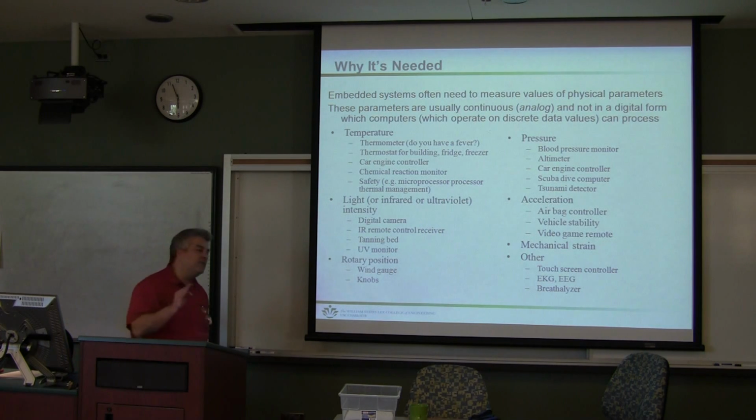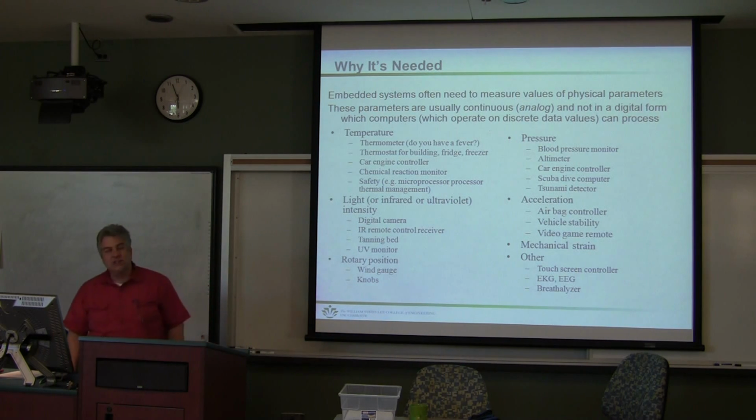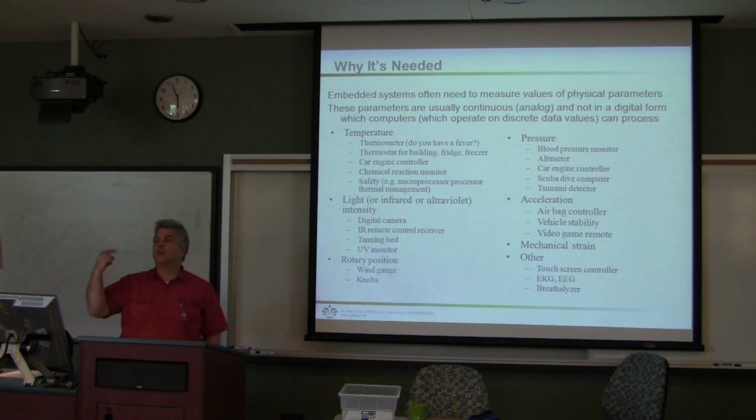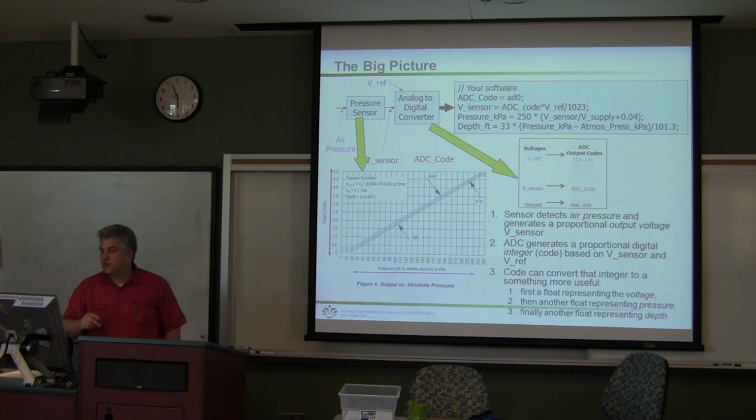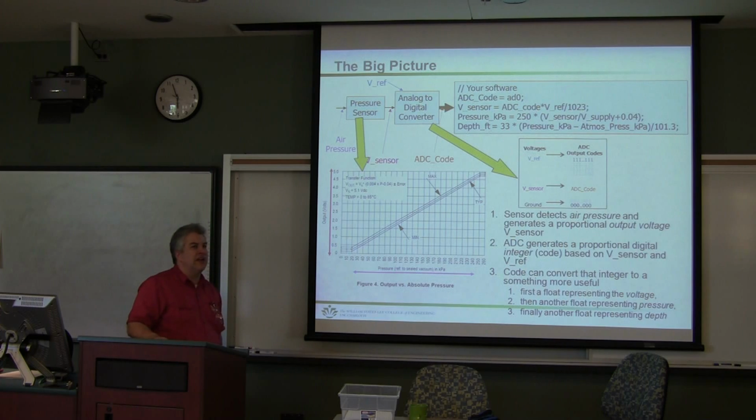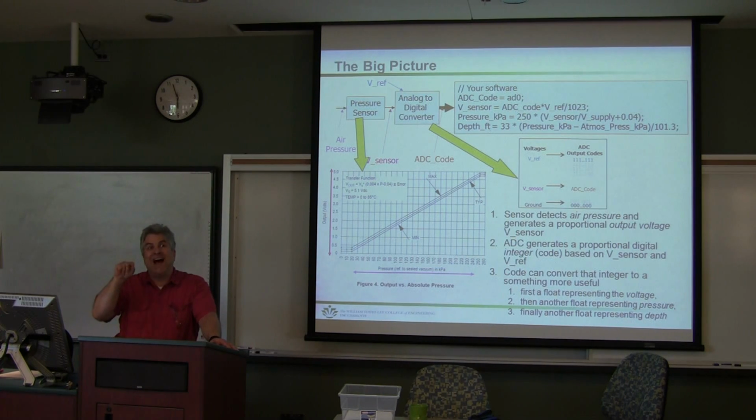So these are continuous signals that need to be converted to a digital form. So we're going to have all sorts of devices, and usually these devices you're measuring voltage. Sometimes you measure resistance, but you can just give it a voltage and it'll tell you what the resistance is. The big picture is you have a sensor like a pressure sensor. You feed it directly into an analog to digital converter. They come in separate chips, or it could be on the actual microprocessor, microcontroller that you have.